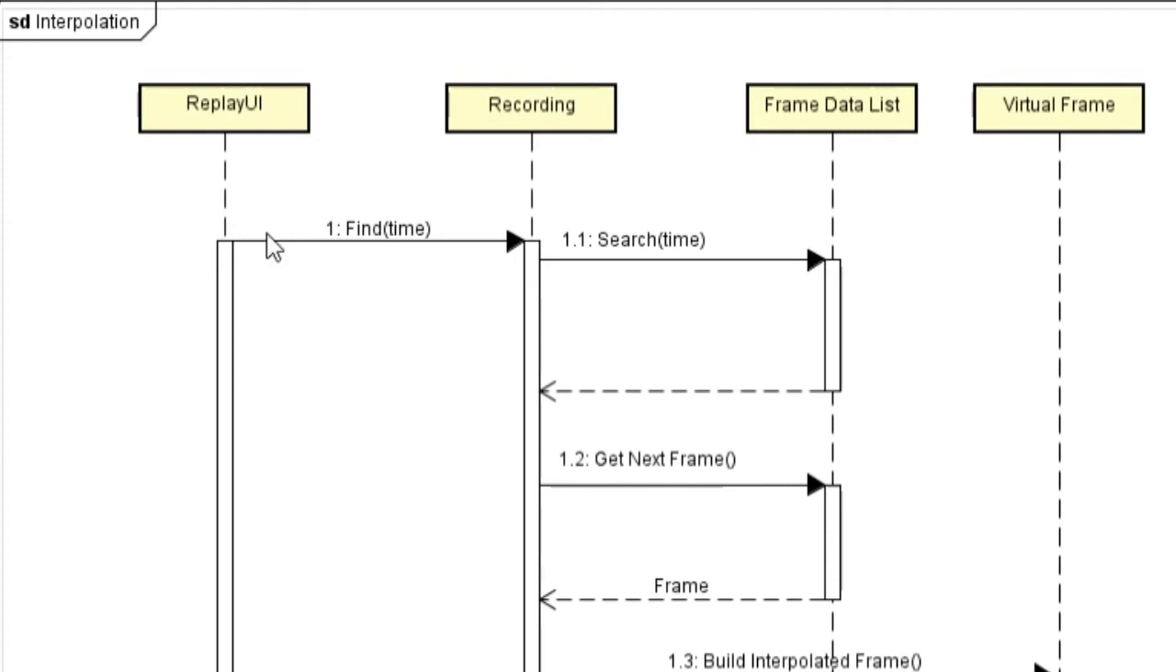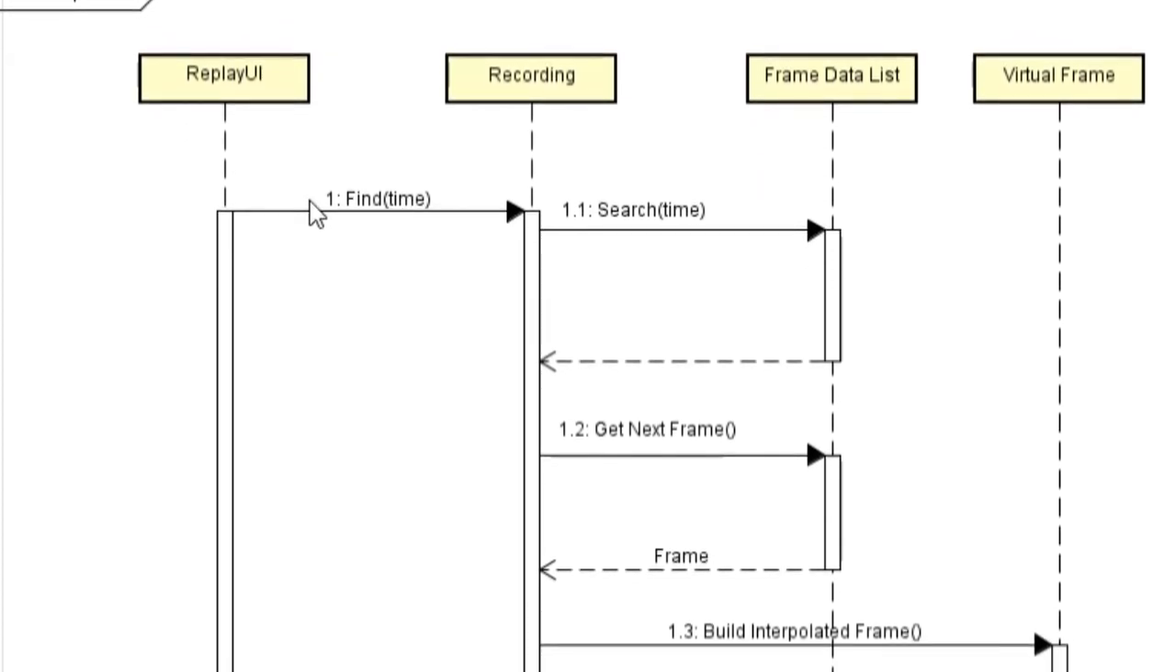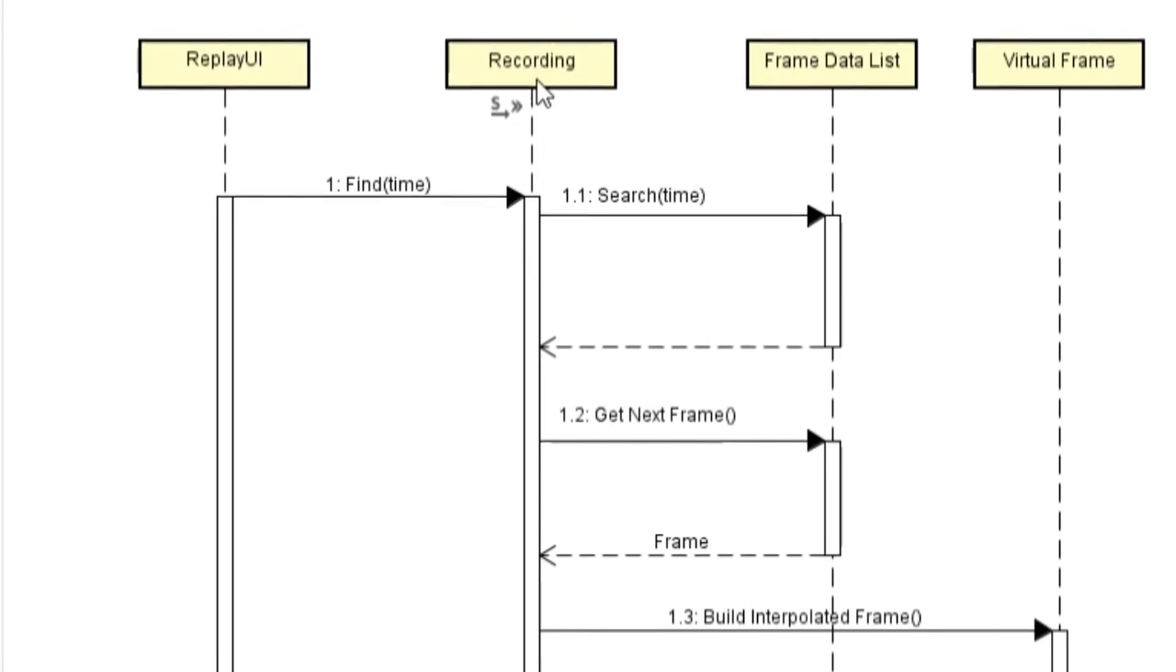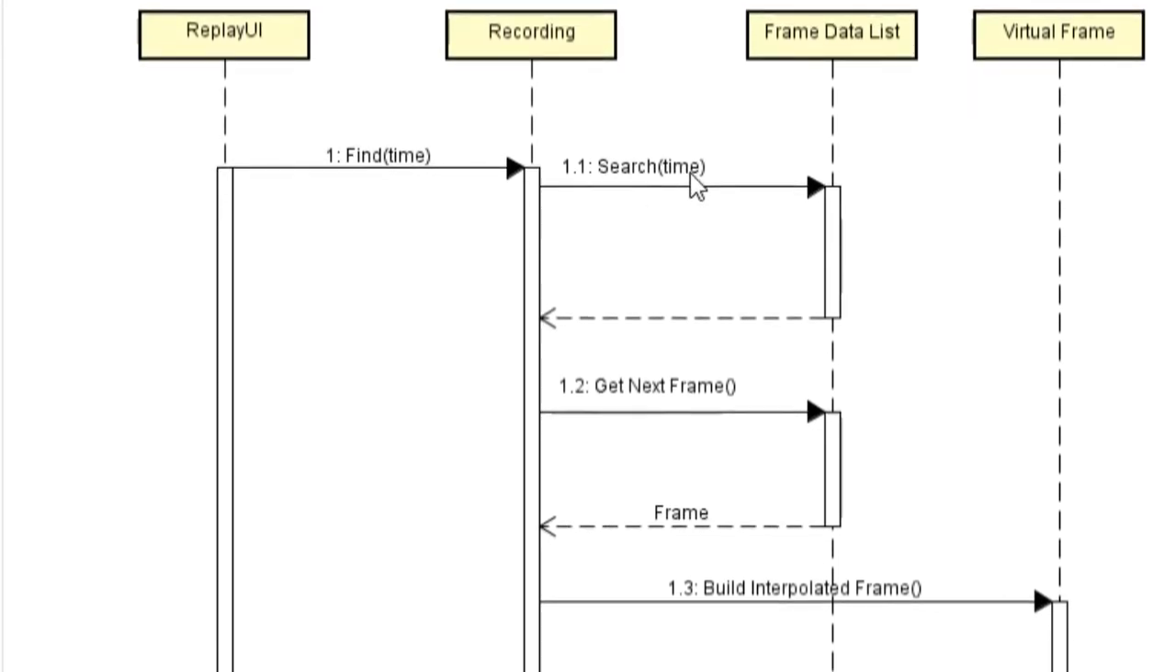But also, here's a simple interaction diagram that explains how interpolation works. So Replay, which is one of my classes, will go through and it will call a method called find. This will then go to Recording, and that will call a method called search, and it'll have, as one of its parameters, a time code.